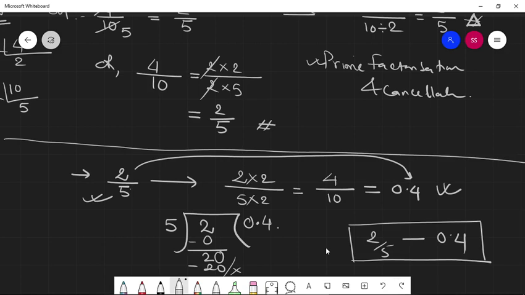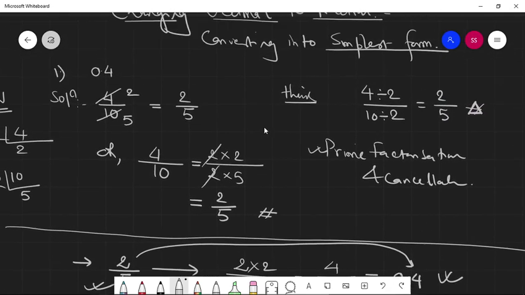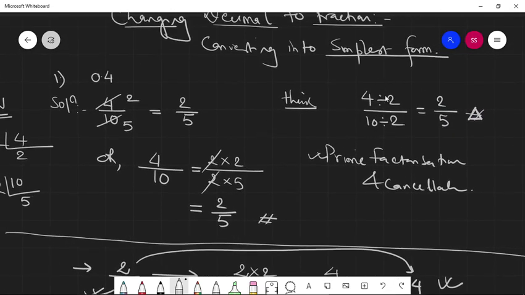To verify, I have shown you that 2 by 5 is 0.4. That's why here are two methods. One method is this: after getting this idea, you can directly cancel, or you can simply find the prime factors of the numerator and denominator and cancel the same numbers. In this way, we can convert into the simplest form.